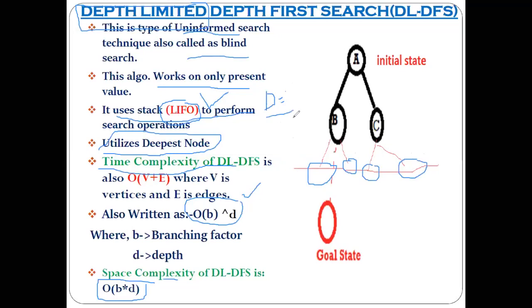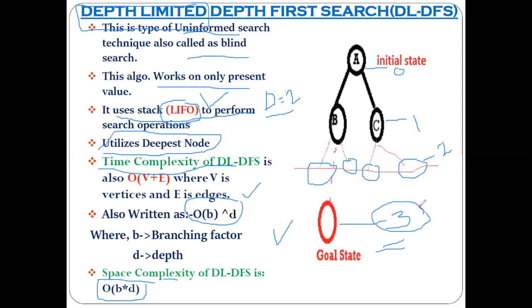For example, consider the value of the depth given is 2. Now this is our level number 0, level 1, level 2, and this is level 3. Related to this example, at which level, at which depth, is our goal node present?